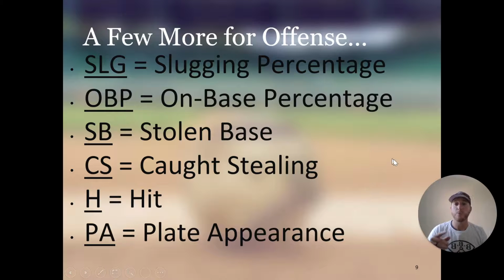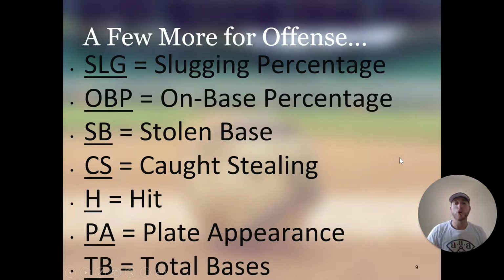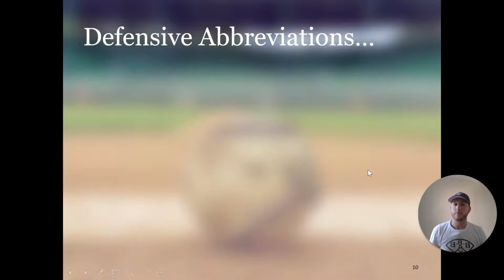So this is anytime you step up to the plate, that is a plate appearance. So this is different from an at-bat. Remember, a walk and a hit by pitch, those don't count as at-bats. But a plate appearance, those would count towards plate appearances. And TB is total bases. So at the end of the game, at the end of the week, season, month, whatever you want to do, total bases is the number of bases total that you have hit.